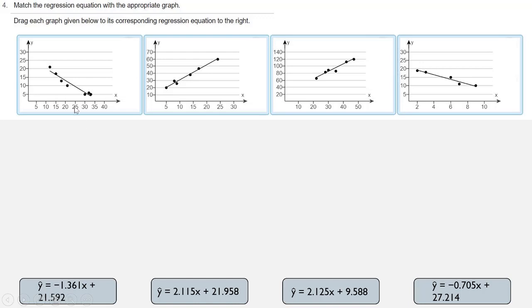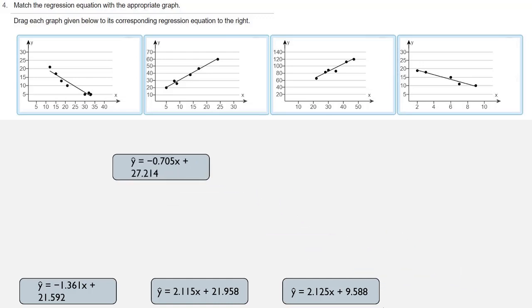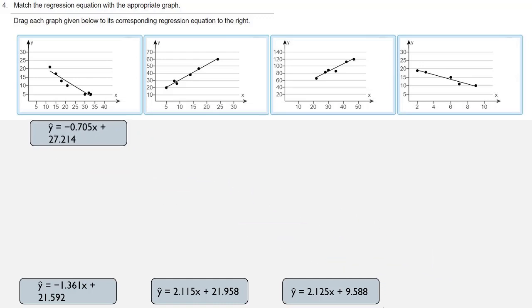So when I look at the first graph and I follow the path of the line, if I keep going up, this line is going to go above 20. It's going to go above 25. So I'm looking for the second number to be above 25, which would lead me to the y hat equals negative 0.705x plus 27.214. The other y-intercept value is 21.592, which is a little bit too small. So the first graph has the equation y hat equals negative 0.705x plus 27.214.